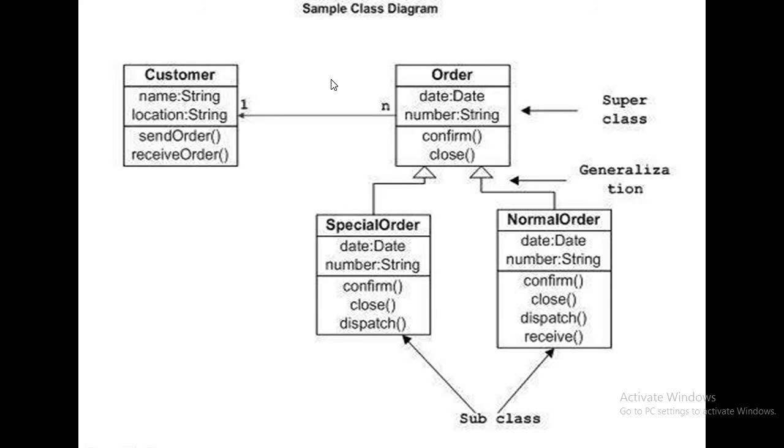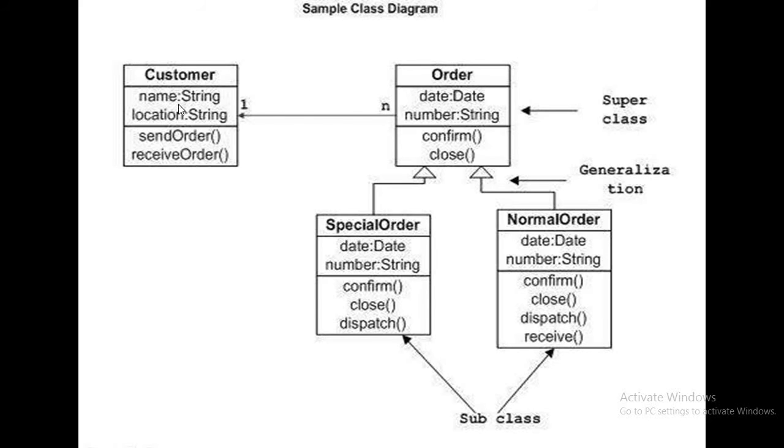The first compartment represents the name of the class. First compartment means this is the customer, the name of the class. Order, name of the class. Special order, name of the class. Normal order, name of the class.